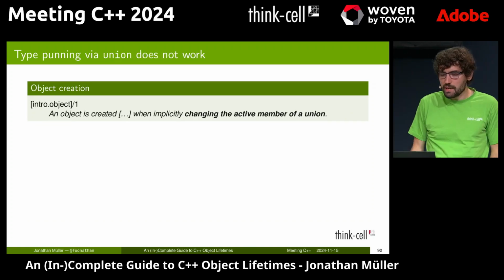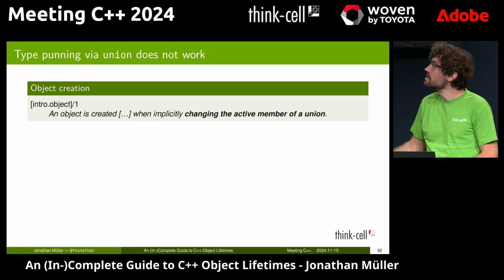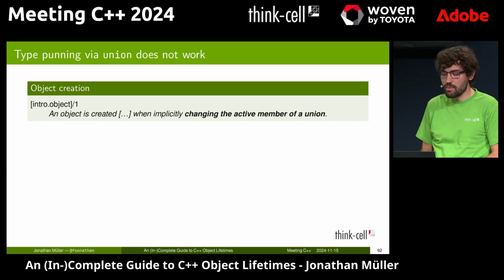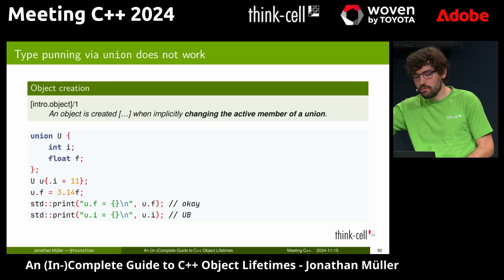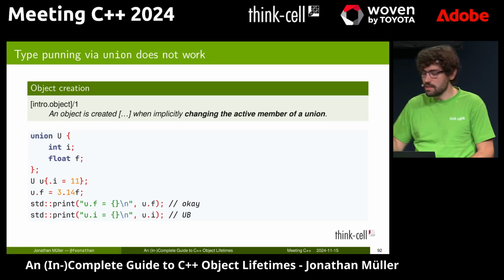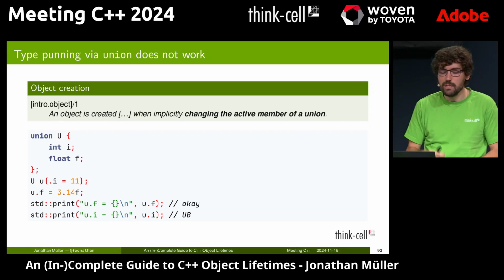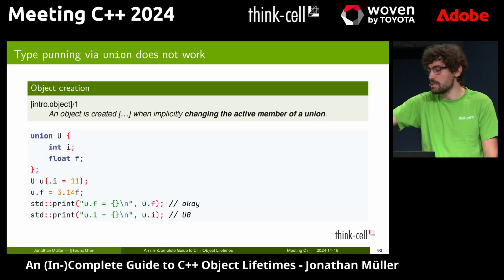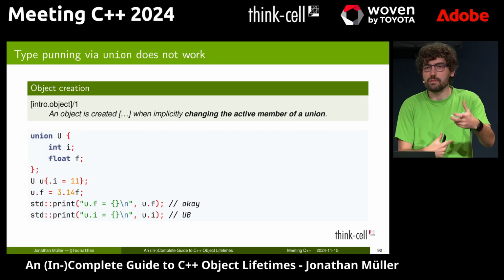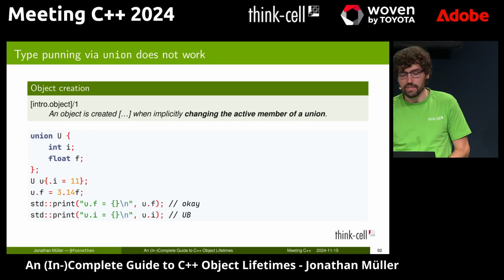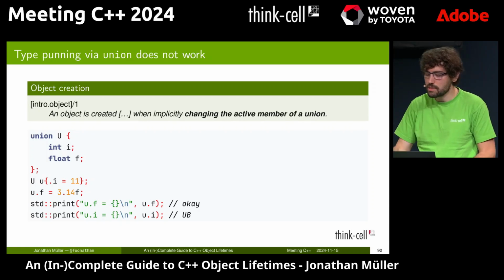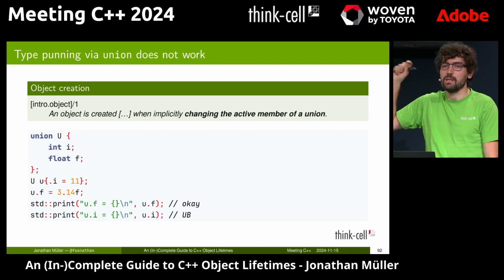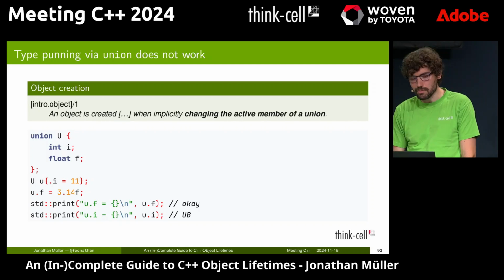What you also can do with type punning is use a union. The final place where objects are created is when you implicitly change the active member of a union. So if you've got a union of an int and a float, it's initially an int, then we change it to a float, and this ends the lifetime of the int object and starts the lifetime of a float object, because the assignment creates a new object that reuses the storage of the int object. So now we can access the float, but we can no longer access the int, because the int was destroyed by the assignment. In C++, you cannot do type punning via union.